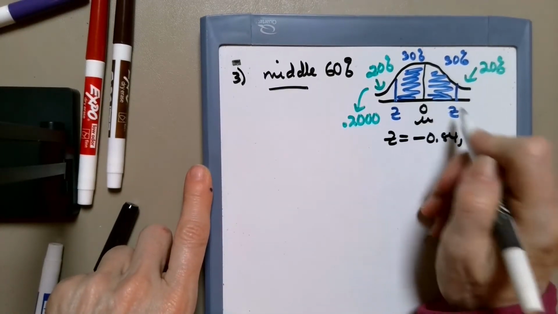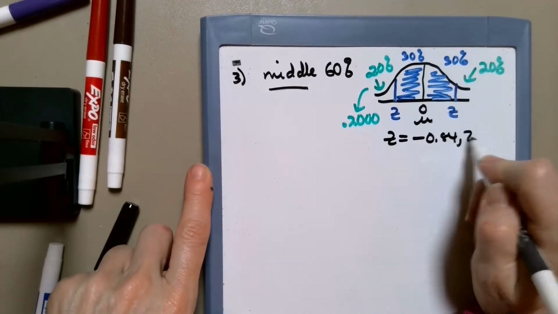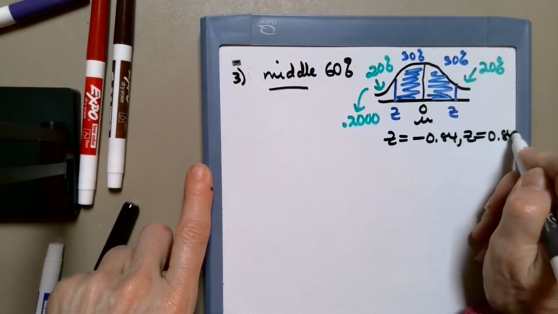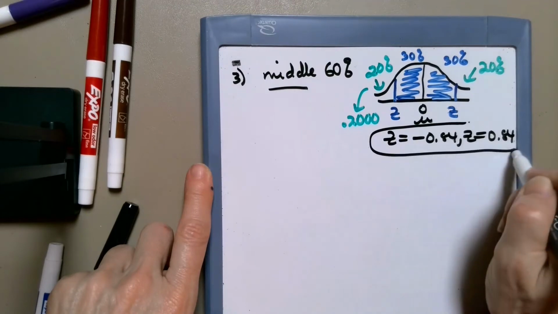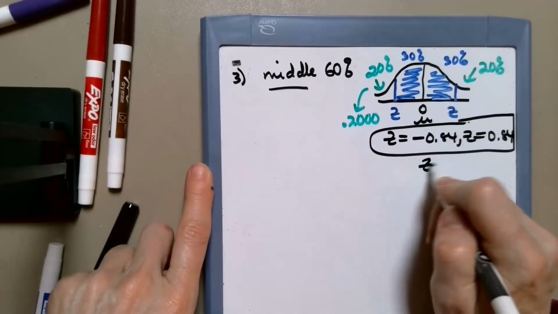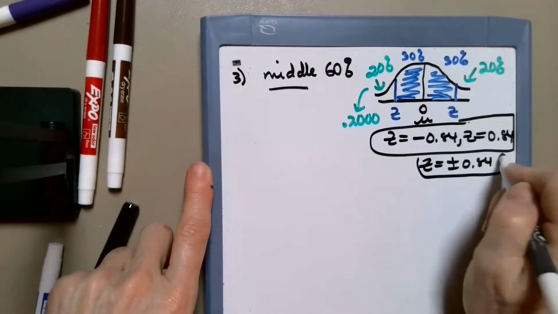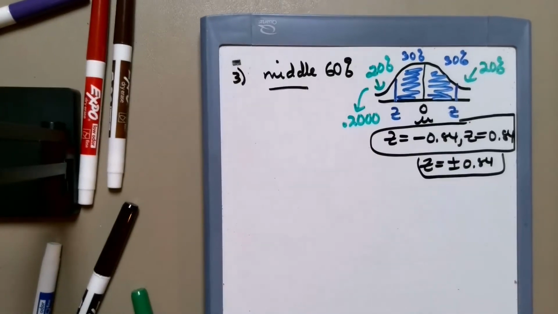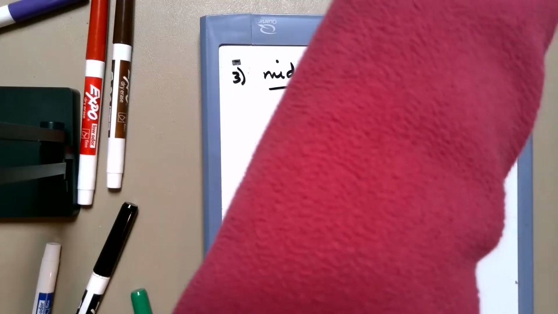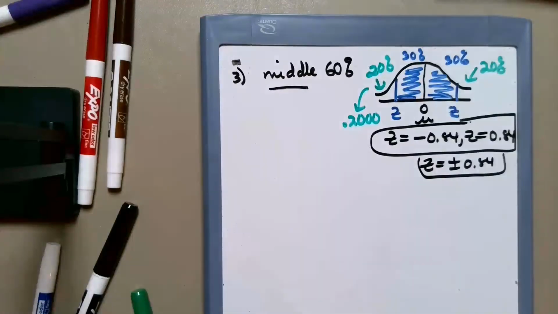But remember, we want both, and because of symmetry they match, so this is positive 0.84, which in the answer key I probably wrote as plus or minus 0.84 since it covers both answers that way. Okay, so if we now go to question 4.